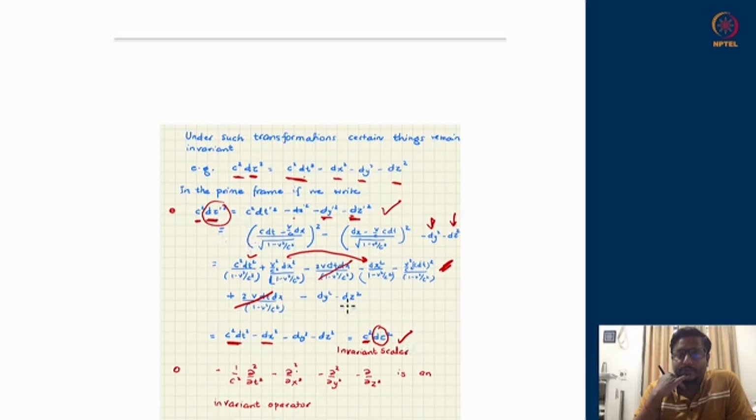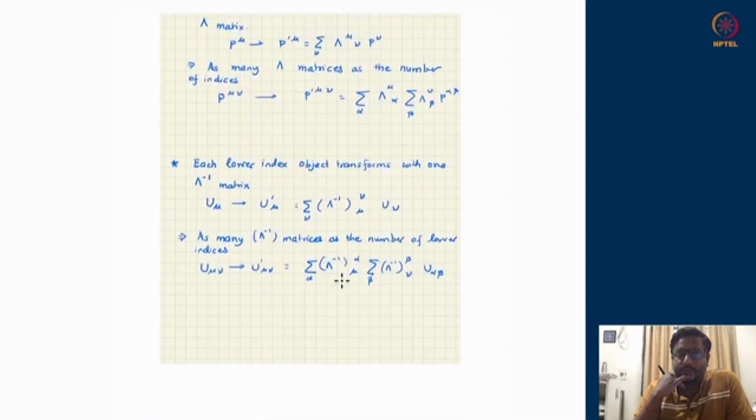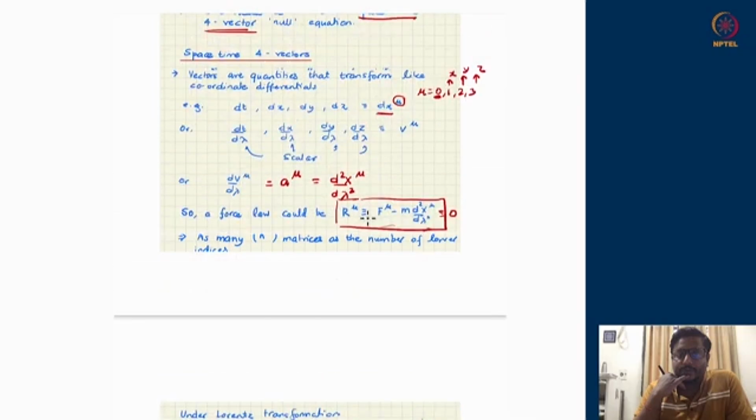So we can use d tau as a d lambda. Previously we were looking for a lambda parameter which was invariant, in order to define velocities and whatnot. Now we have this quantity d tau which can play the role of d lambda.